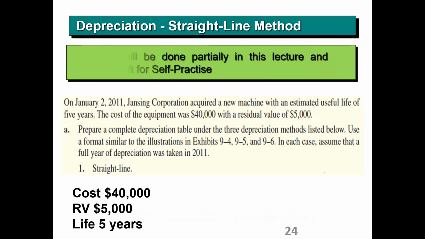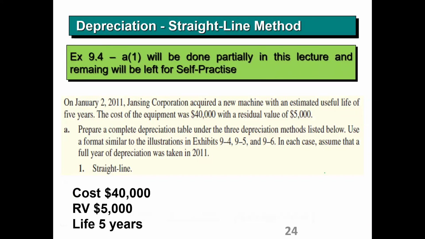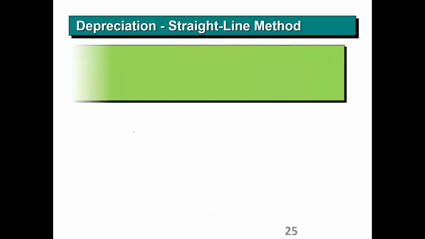Now, in this example, let's solve this. On January 2, 2011, this corporation has acquired a new machine with an estimated useful life of 5 years. And the cost of this equipment is 40,000, whereas the residual value is 5,000. We need to prepare a complete depreciation table, which is also called depreciation schedule. And we have to do it by straight line method. So let's see in this case.